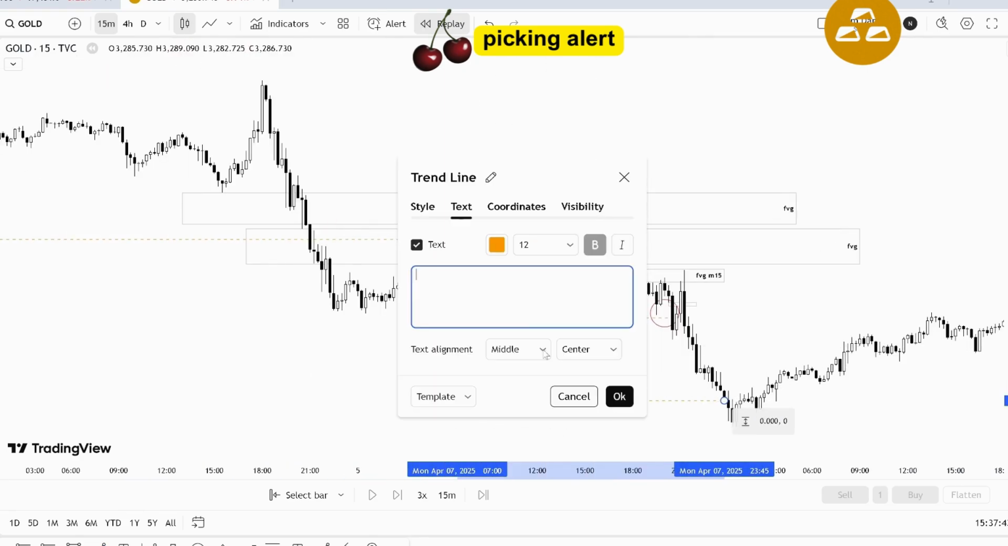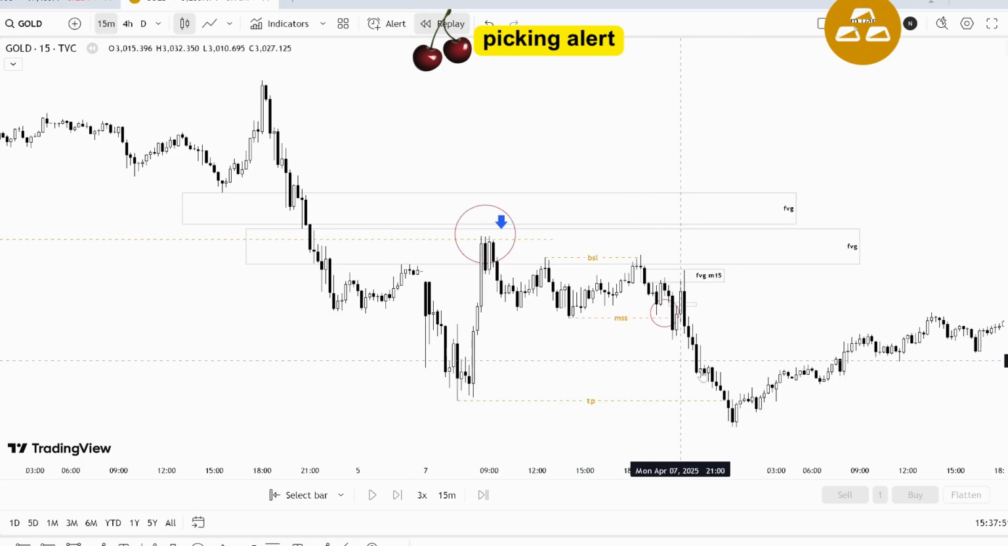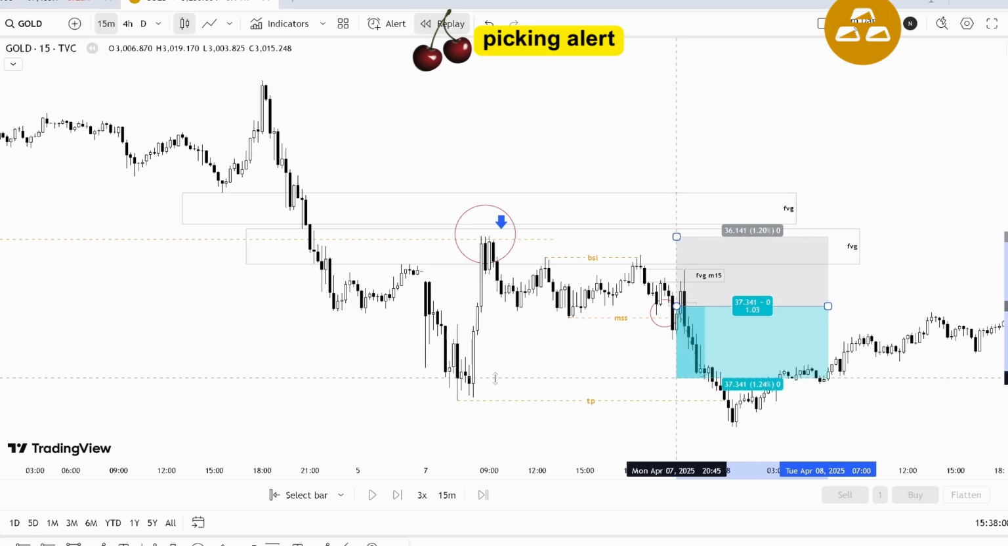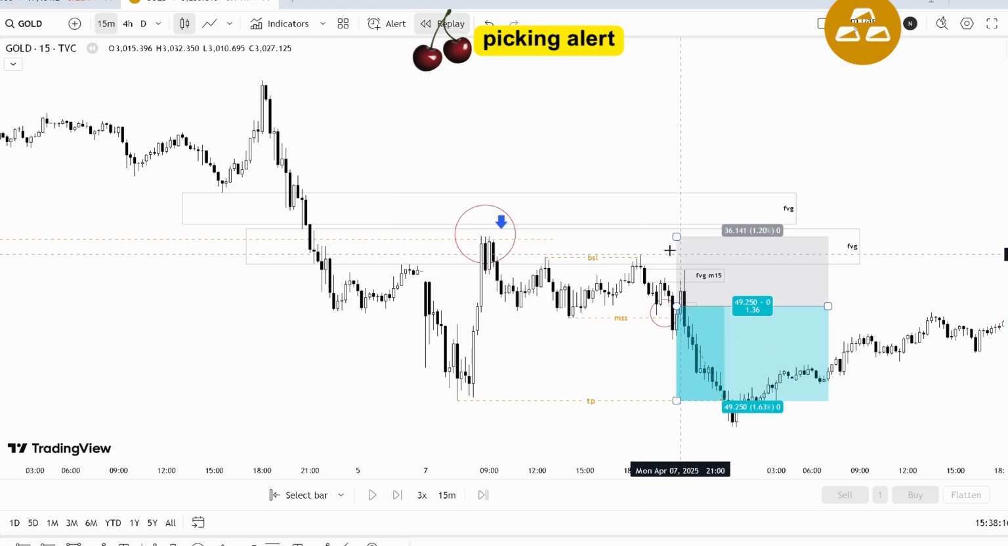For this setup, we can target the low below and open a sell limit order, entry at the newest fair value gap, with the RR of 1 to 2.